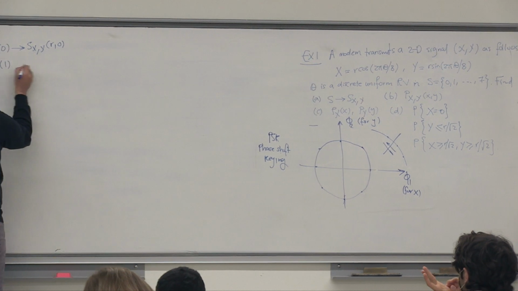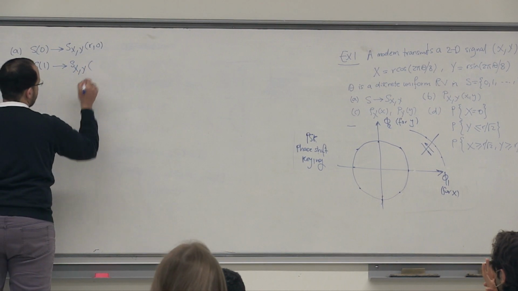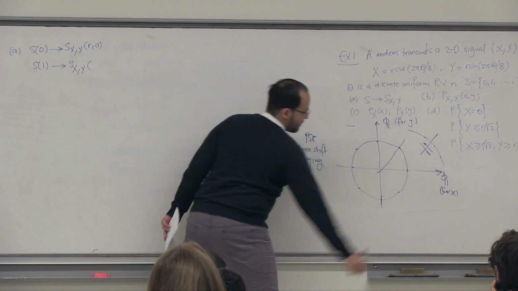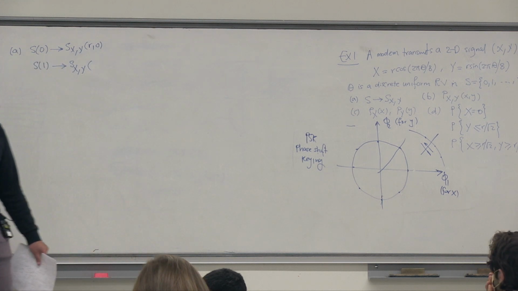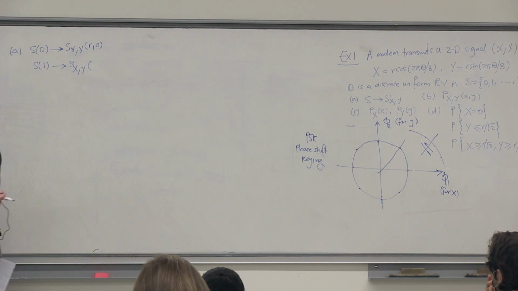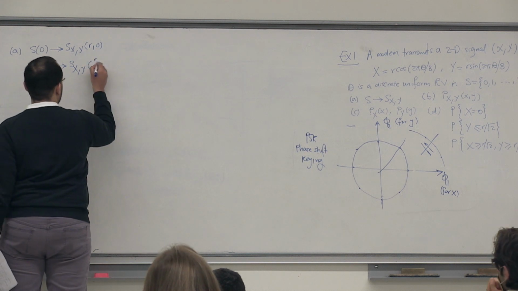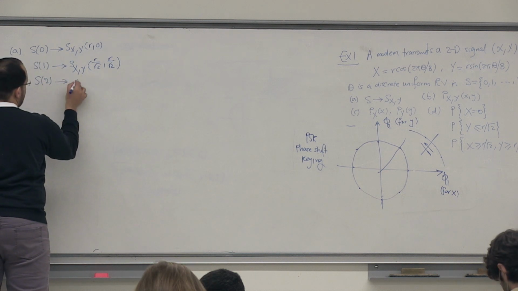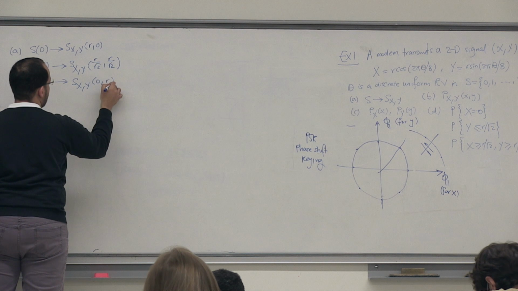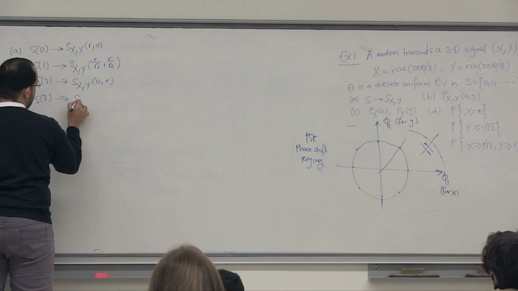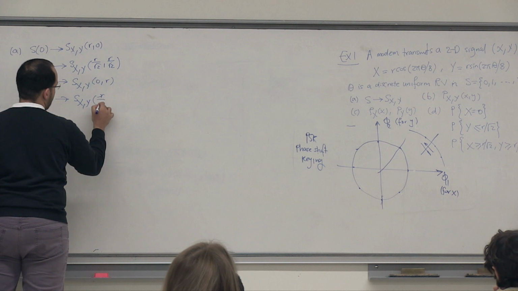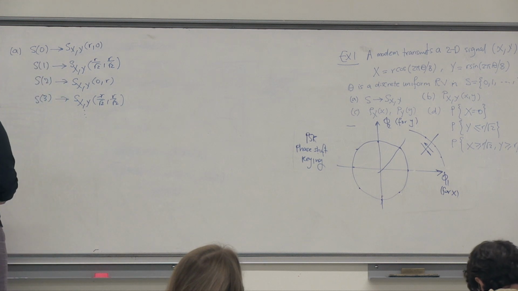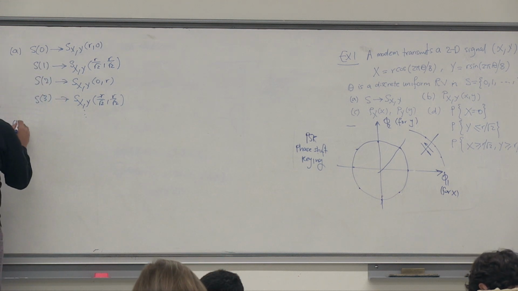How about S of 1? Is this guy, right? What is this guy in terms of X and Y? Exactly. R over square root 2 and R over square root 2. S2 is Sxy of 0 and R. S3 is Sxy of minus R over square root 2 and R over square root 2, dot, dot, dot. Okay, the rest you can easily complete.